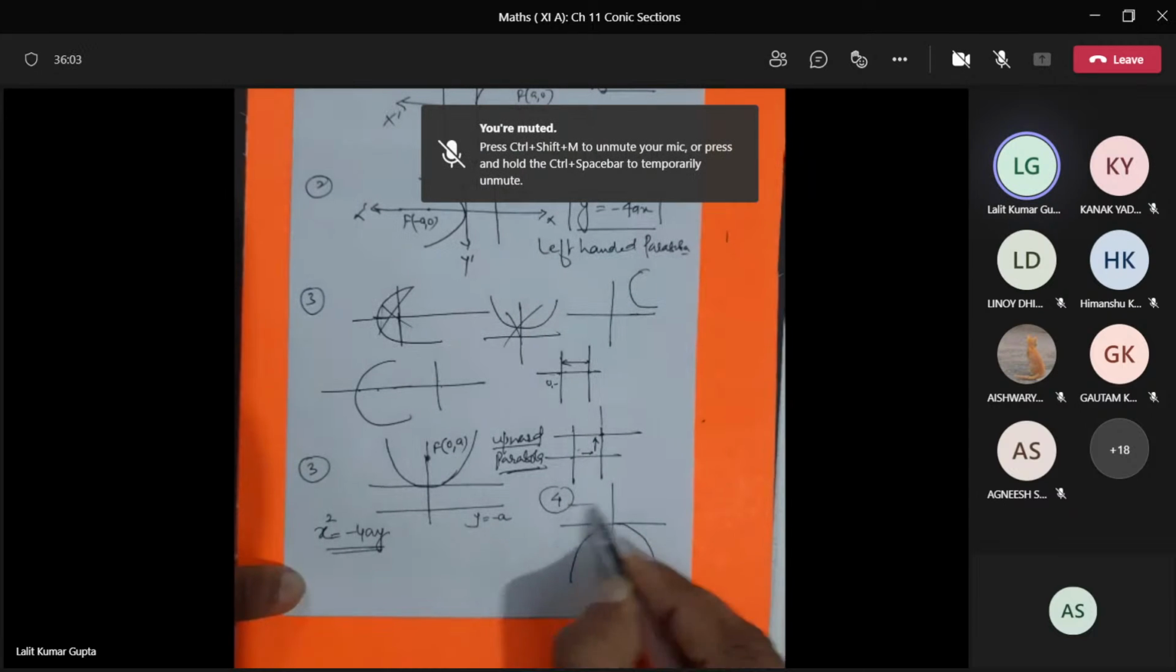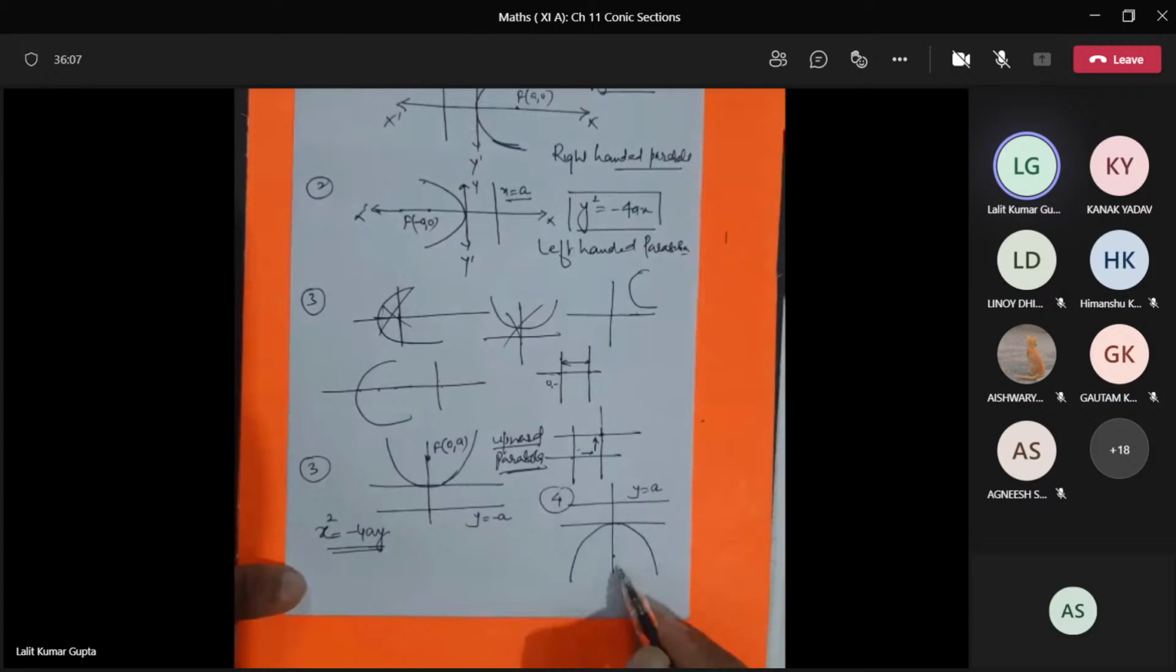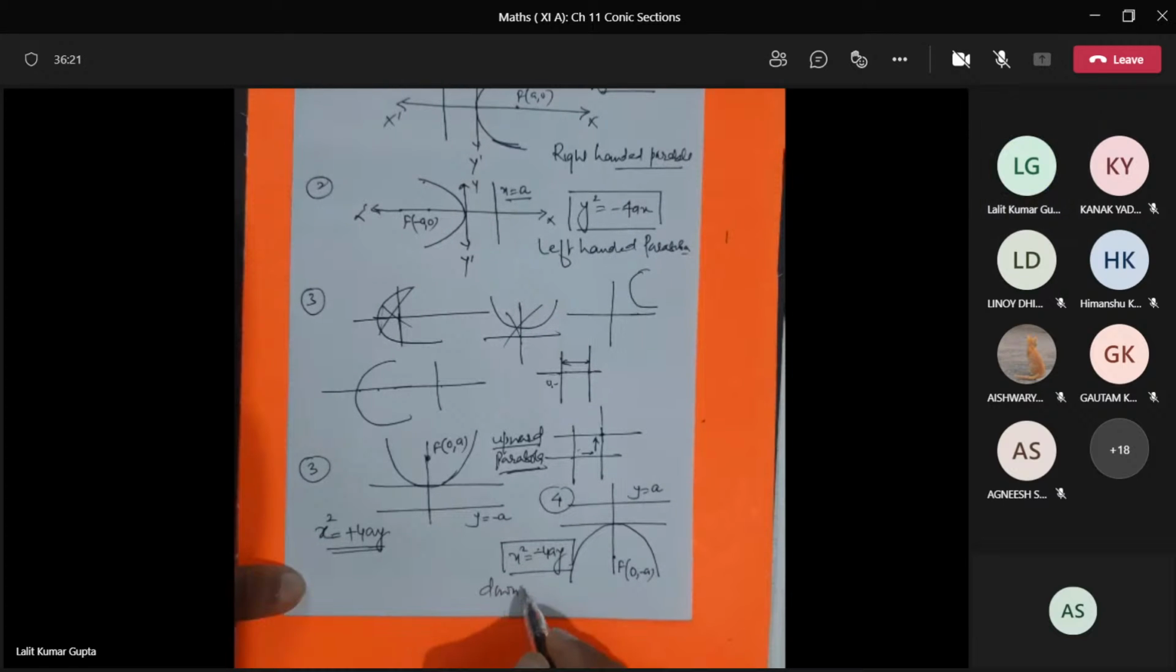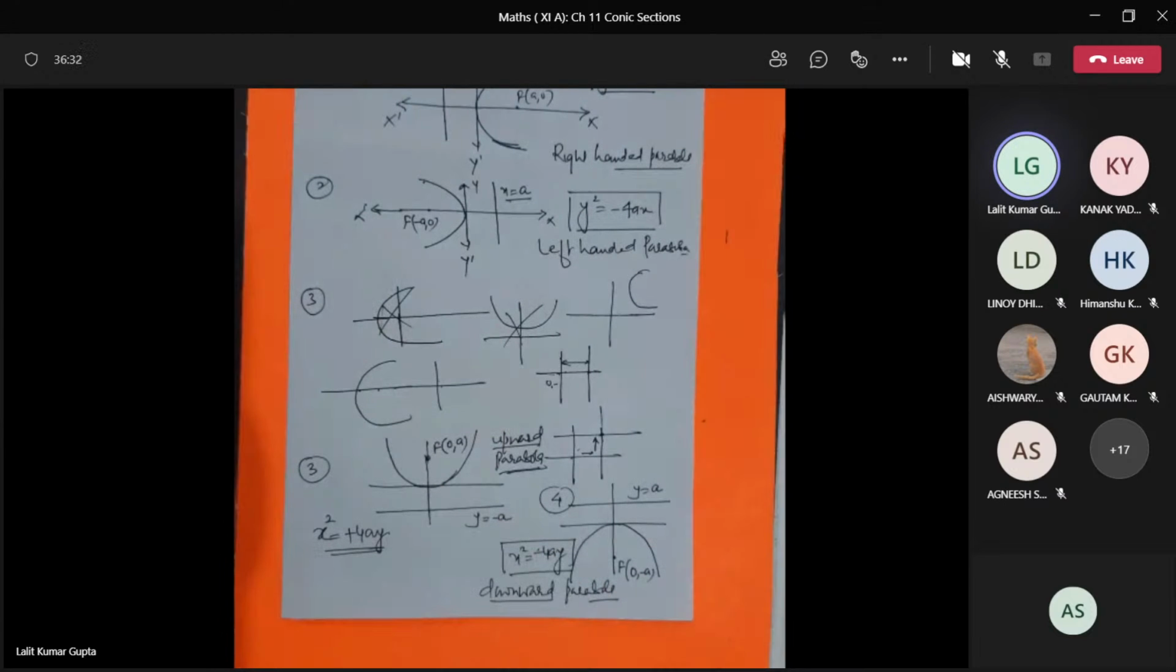The fixed line is this. The equation of this fixed line is y equal to a, and the fixed point is (0, minus a). And the equation of this is x square equal to minus 4ay. And this is known as the downward parabola. Right? So we have 4 types of parabolas, beta.